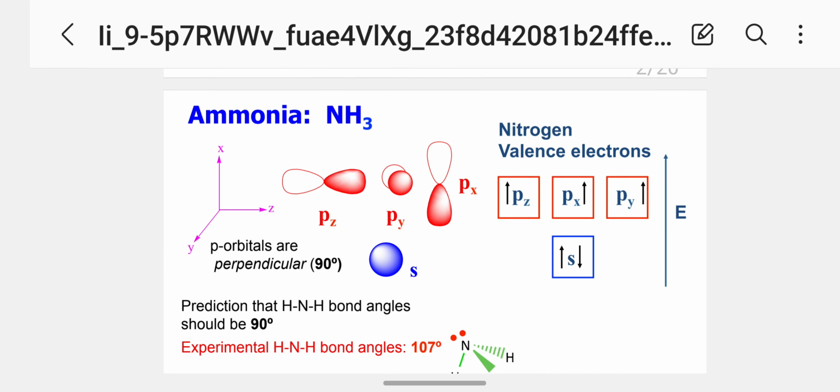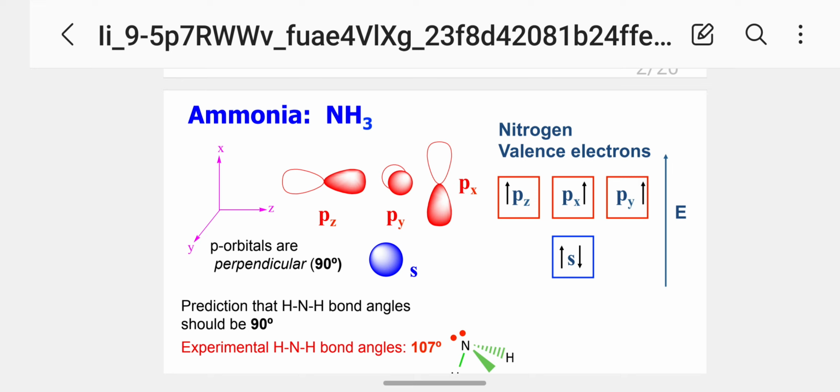Ammonia, according to hybridization, you have its orbitals. According to the quantum number theory, the orbitals are perpendicular, 90 degrees, according to its shape. We have this orbital 2 inside the NH3. We have 2 electrons. Upward and downward arrow shows the spin quantum number. Pz, Px, Py respectively in the P shell.